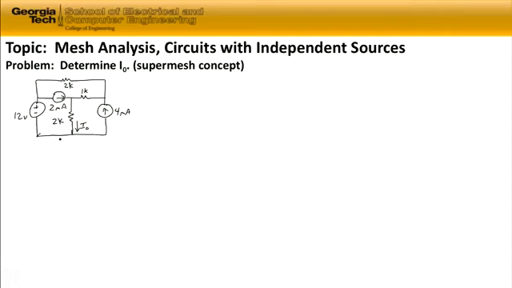So we know that when we're solving a problem using mesh analysis, we're looking for the mesh currents. Ultimately, if we can find the mesh currents, then we're able to find any other important quantity that we're interested in our circuit.